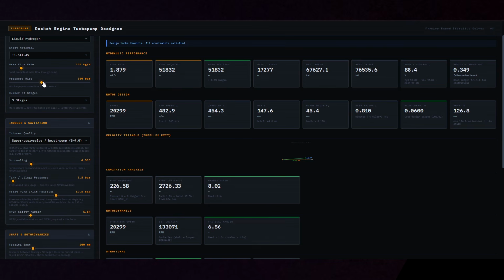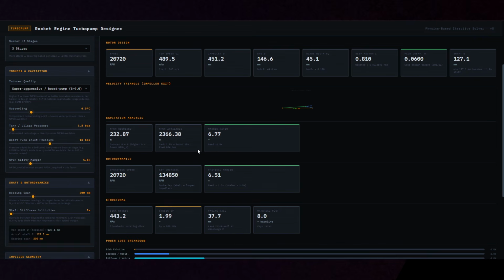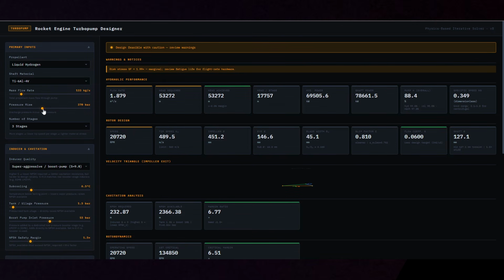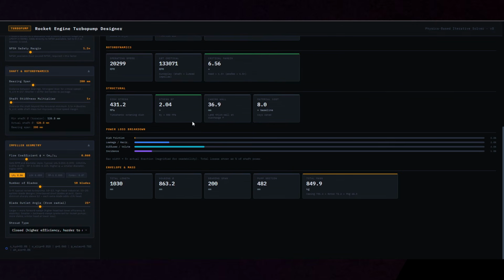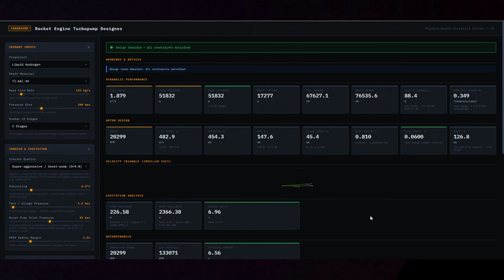Maybe if I pump it up, it still doesn't like the head requirement. I can get a little bit more out of it. It doesn't like the disc stress, even if I increase the boost pump. So 360 bar there. And these are the numbers, 10 blades and all that business. But we can get a turbopump like this.